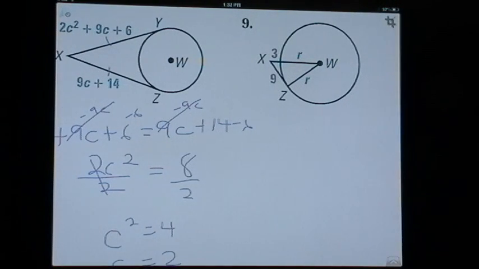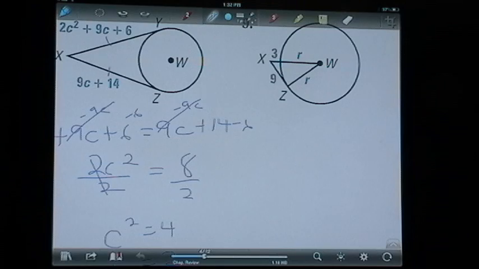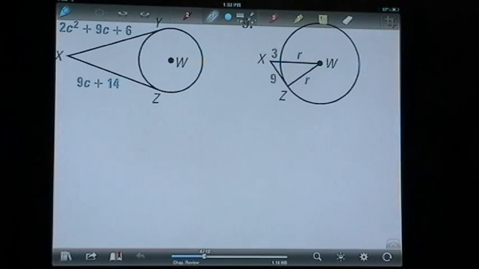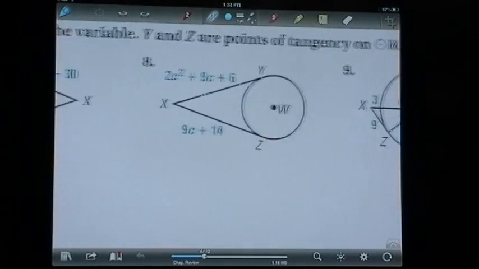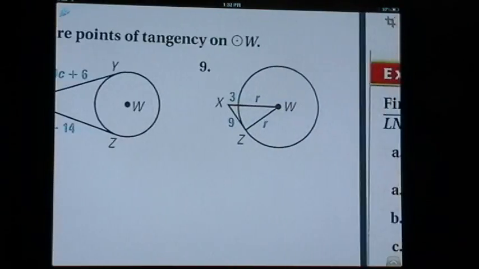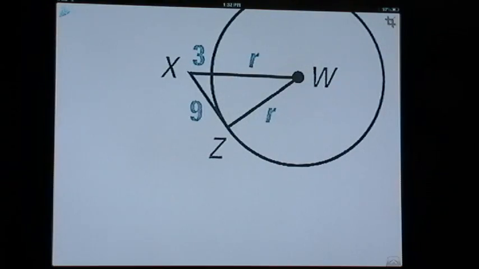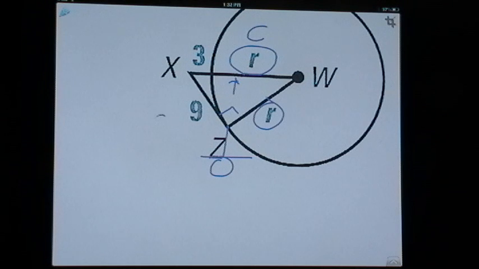Okay, this one says to find the value of the variable. And it says that z is a point of tangency. Up here it says z and y are points of tangency. So we know that this is a right triangle. And we're to find out what r is. And to do that, we're going to recognize that we have a right triangle, and we can use the Pythagorean theorem. Now remember, the little box is right here, and this is the hypotenuse. So that would be our c side, and then either one of these would be a and b. And c is the whole thing, okay, in our right triangle.